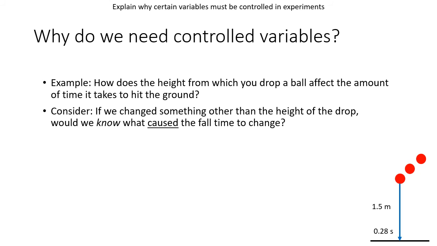If we change something other than the drop height, in other words, if we change the drop height and we change something else, like the release velocity. Maybe one time I dropped the ball, the next time I threw it down slowly, the next time I threw it down really fast. Would we be able to know for sure what caused the fall time to change? So if, in other words, I'm saying if we changed both the drop height and something else at the same time, would I then know what caused the fall time to change?